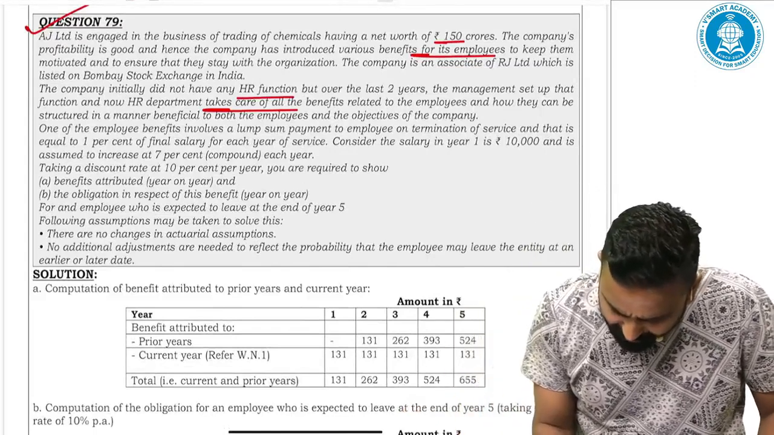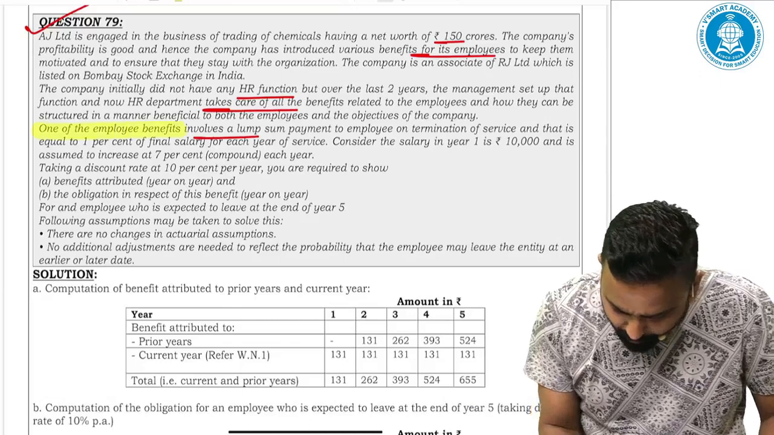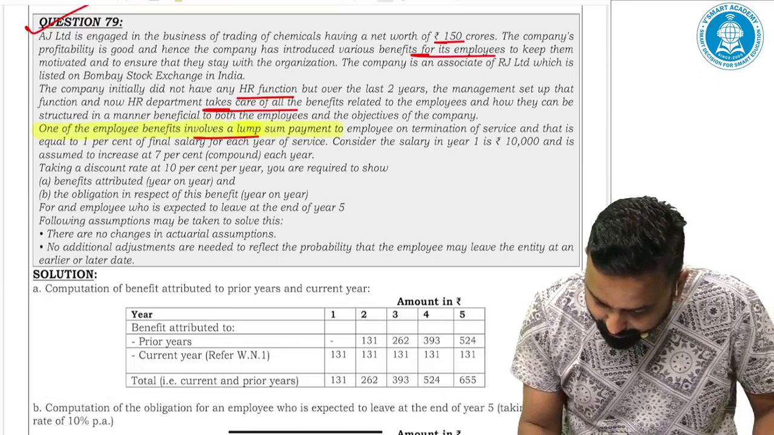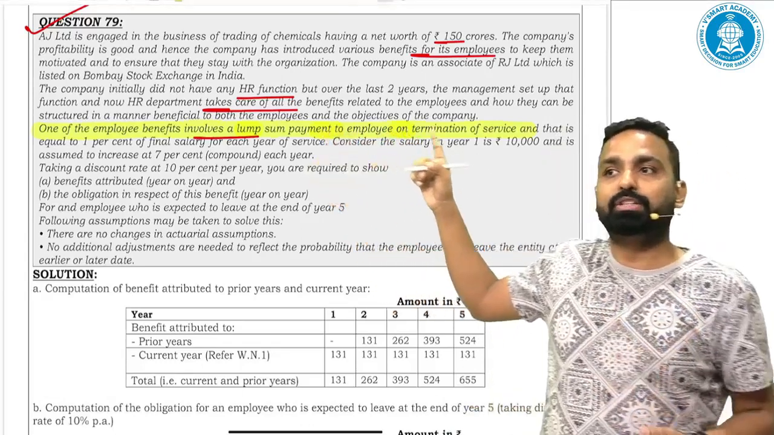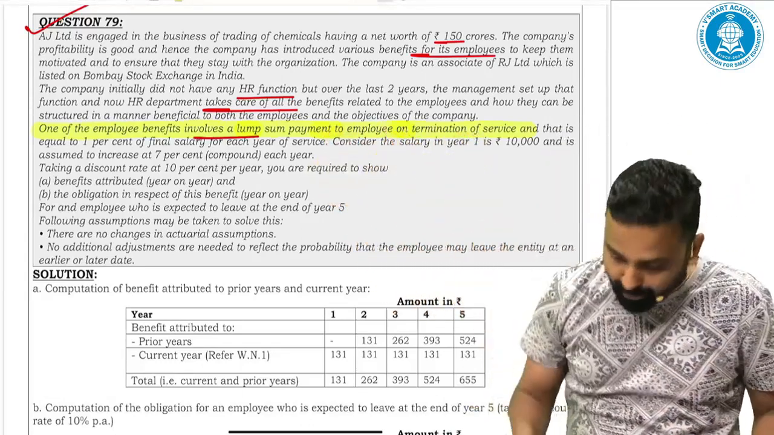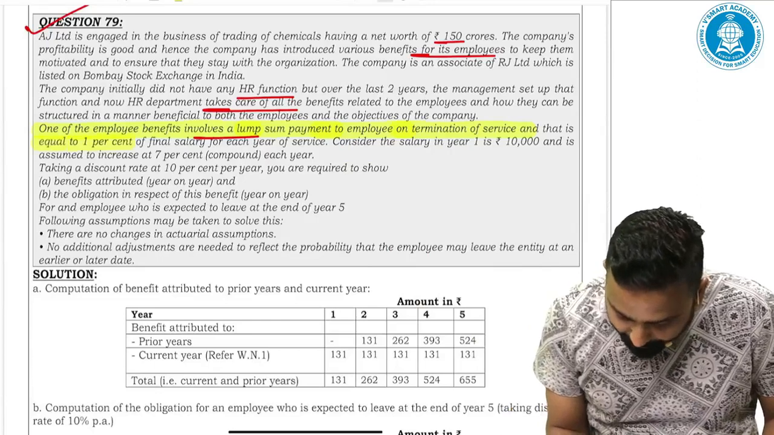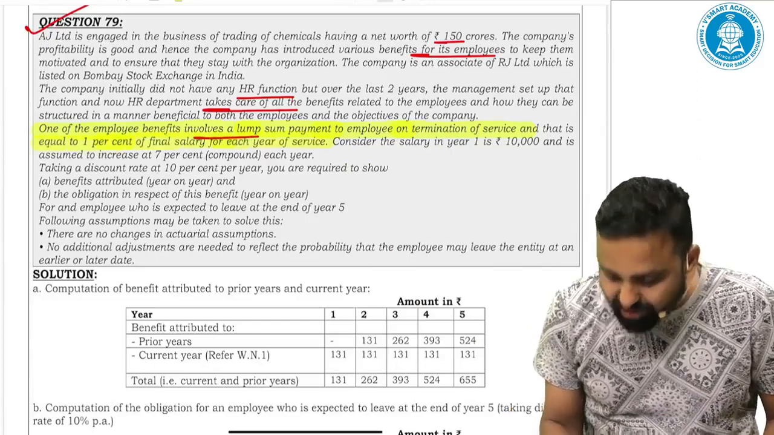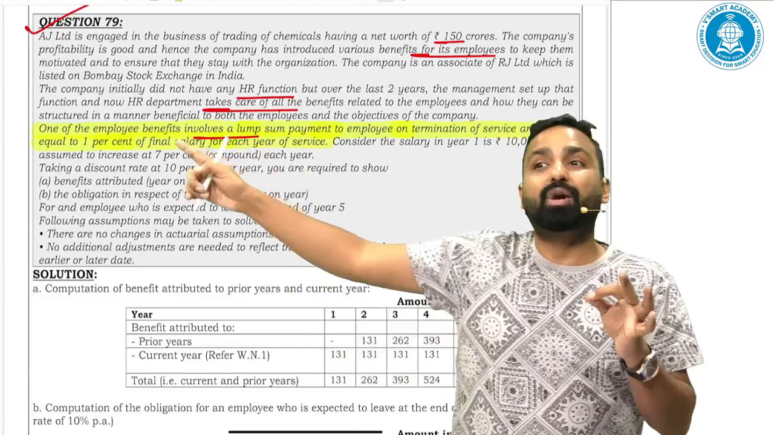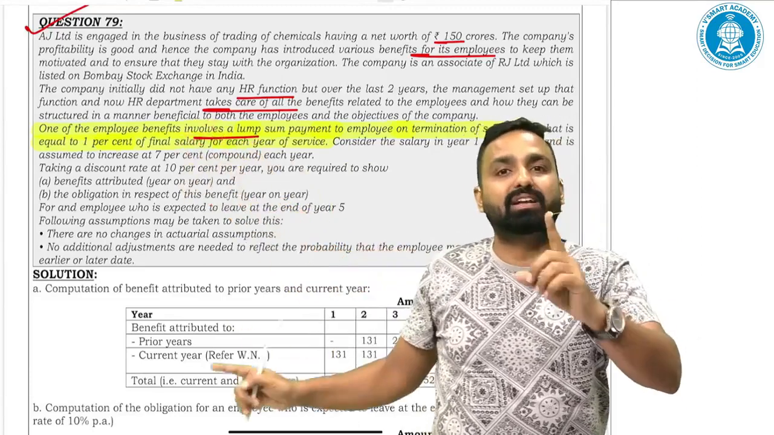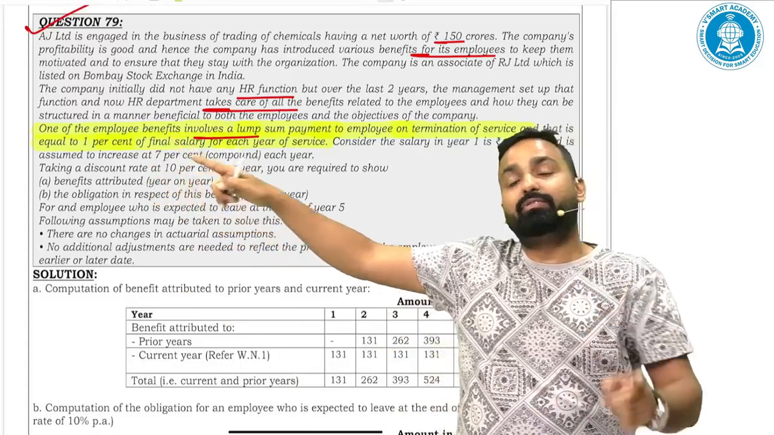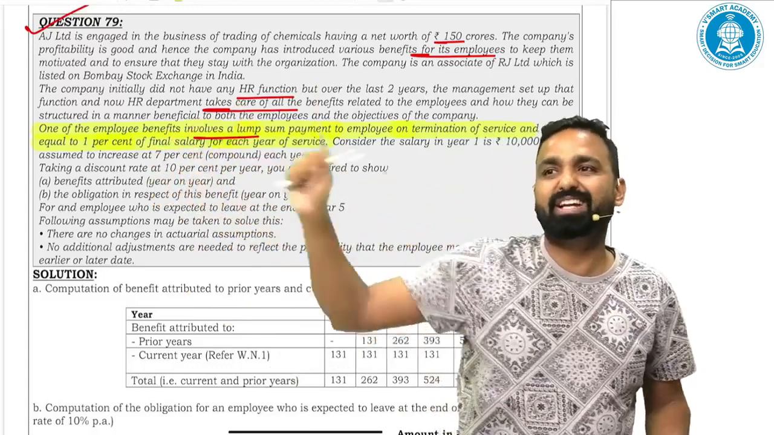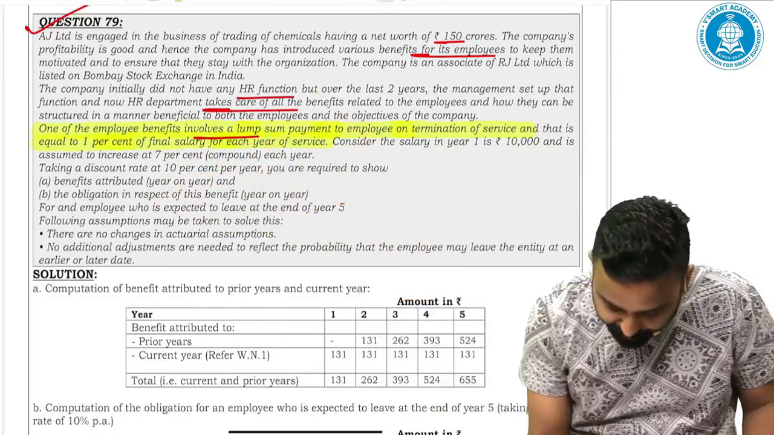One of the employee benefits involves a lump sum payment to the employee on the termination of service. That means it is a post-employment employee benefit, equal to 1% of the final salary for each year of service. How much benefit are we going to provide? 1% of the final salary. This is called a defined benefit plan. The final amount of benefit payable to the employee is already fixed and defined: 1% of the salary.